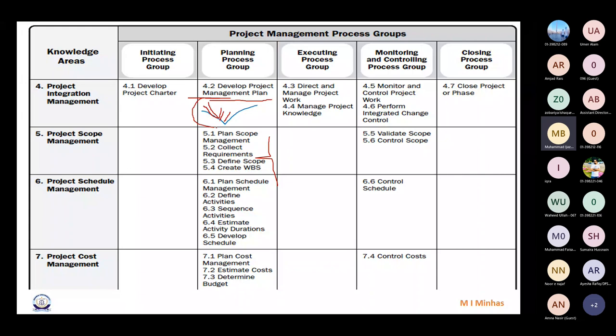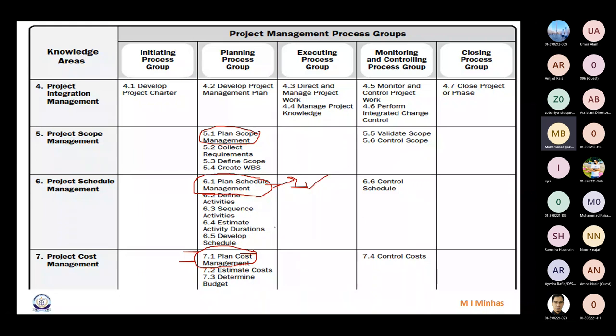So now let's have a look at project scope management. The first process here is plan the scope management, right? This is one process. Similarly, if you look at schedule management, the first process is plan the schedule management. And third is the cost management that I had taught you. Here the first process was plan the cost management, right? So all of these processes would give us some plan. In case of schedule management, we will get a schedule management plan. In case of cost management, we'll get a cost management plan. Similarly, in case of scope management, we actually get two plans.